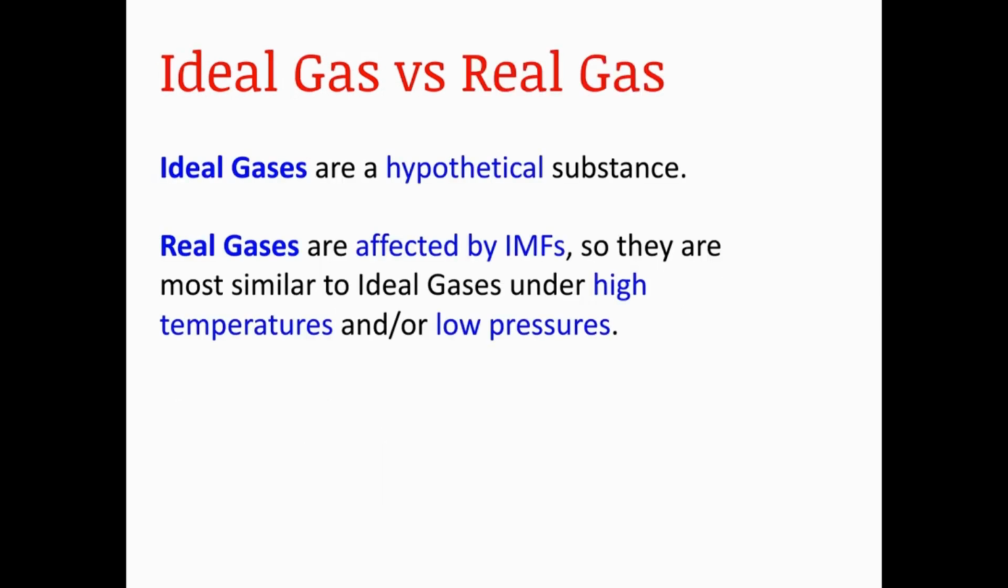Ideal gases versus real gases. Ideal gases are a hypothetical substance, and they aren't real because ideal gases aren't affected by real-world situations such as intermolecular forces. Real gases are affected by intermolecular forces, but real gases are most similar to ideal gases under high temperatures and/or low pressures.